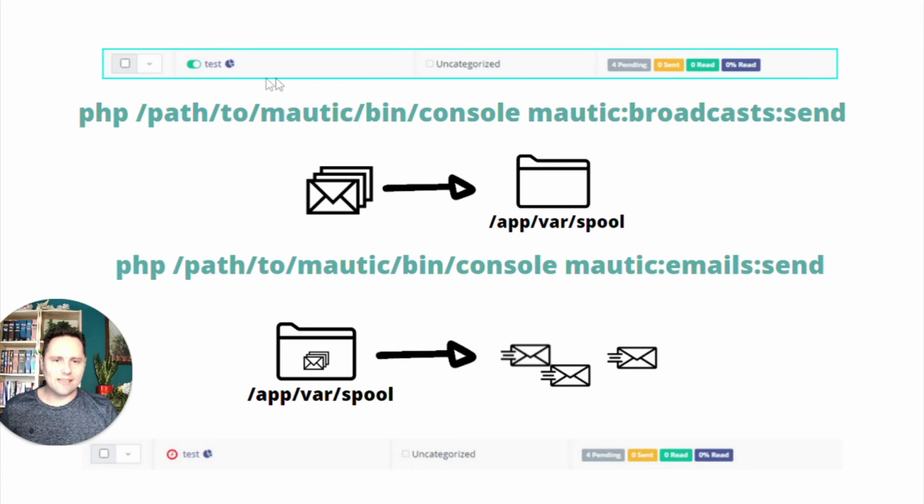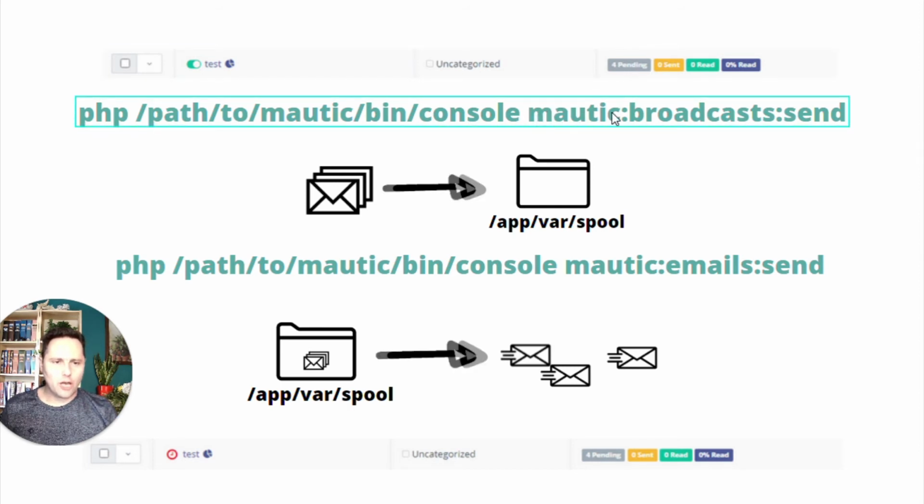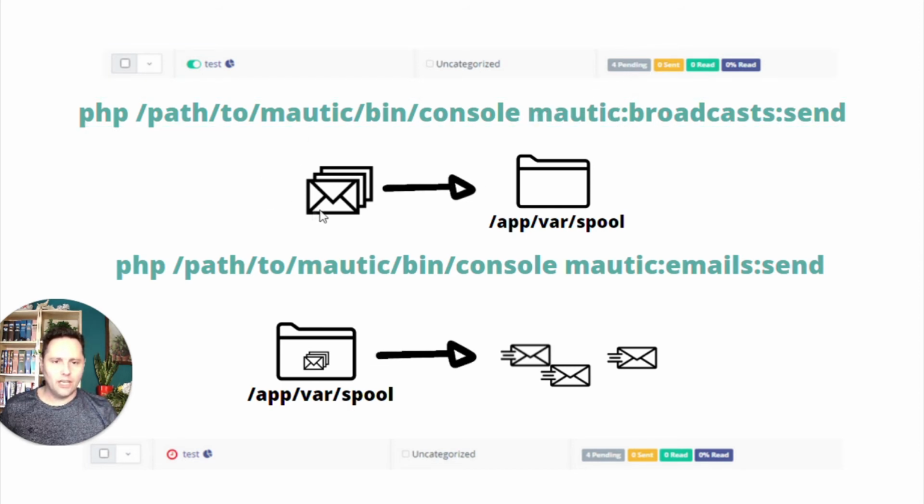If the email is active, so we entered the publishing period, we're going to need this cron job, Mautic broadcast send, to automatically queue up the emails in the background and put them in our spool folder. Remember how it was before?